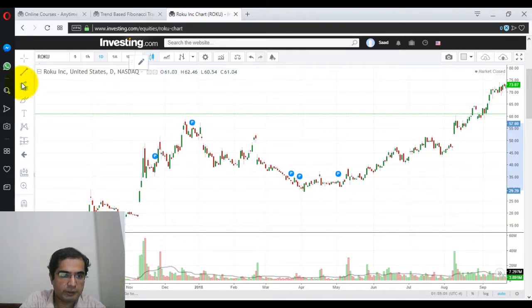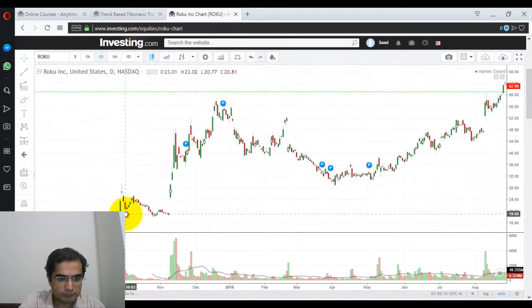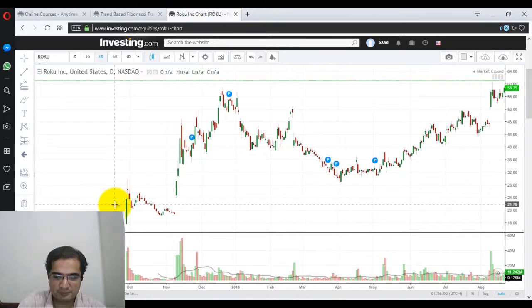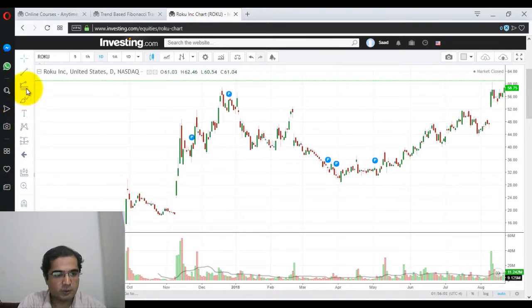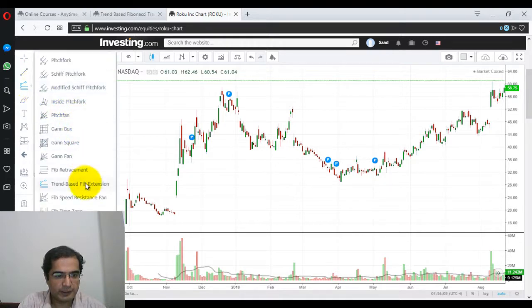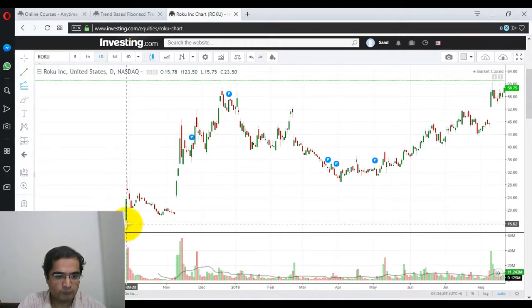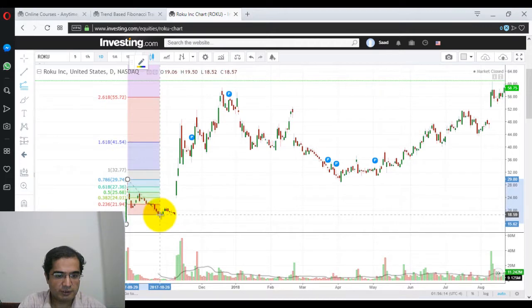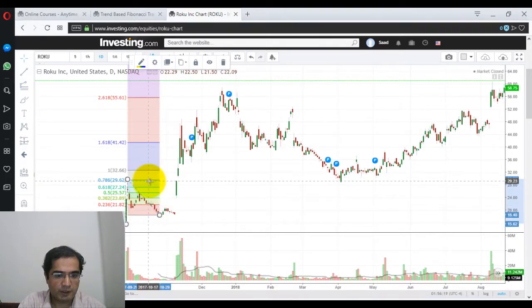No, it's not picked. Let's pick it up again. From this low, so we will be putting it up again. From this low till this high, and from this high till this low. Now I am right clicking it.